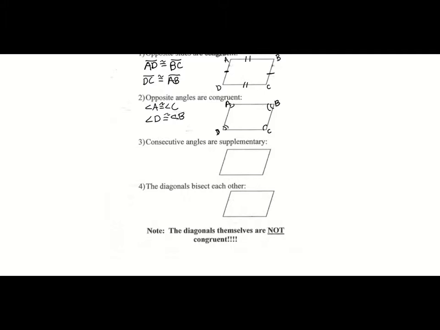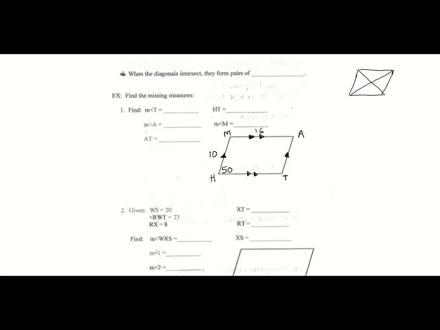Now, just because the diagonals bisect each other and those pieces are the same, this does not mean that the diagonals themselves are congruent. Just those pieces. This is important to remember. The diagonals of a parallelogram are not congruent. The other piece that you want to remember about diagonals is when they intersect, they form a pair of vertical angles. So if you look here, these two angles are vertical, those will be the same, and these two angles are vertical. They will also be the same.